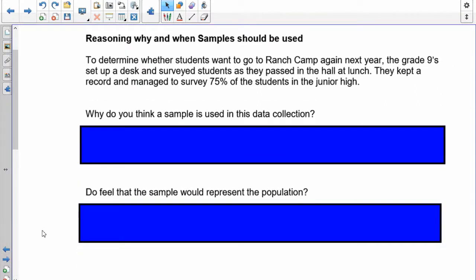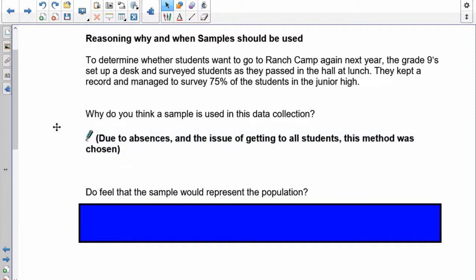Reasoning why and when a sample should be used now. To determine whether students want to go to ranch camp again next year, the grade 9s set up a desk and surveyed students as they passed by in the hall at lunch. They kept a record and managed to survey 75% of the students in the junior high. So in this situation, why do you think a sample is used and not a census? So pause the recording and write down your answer.